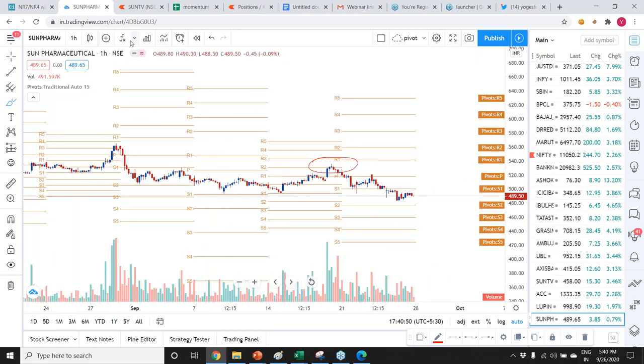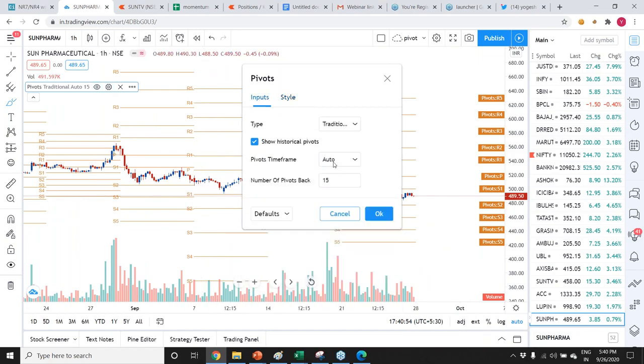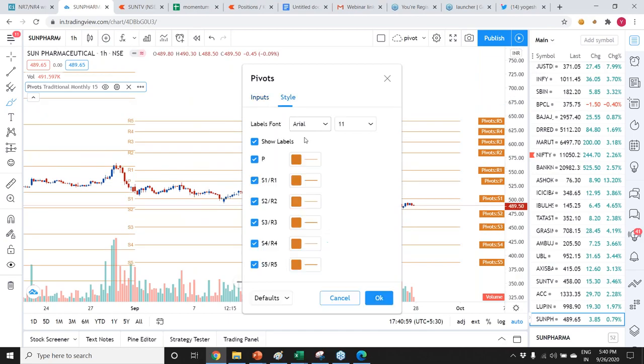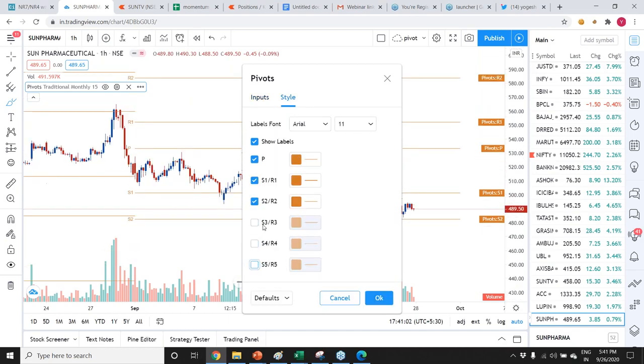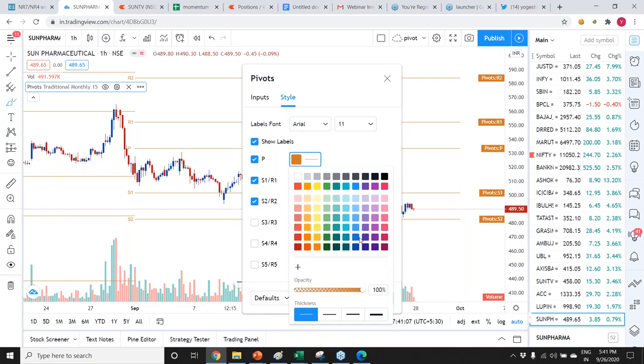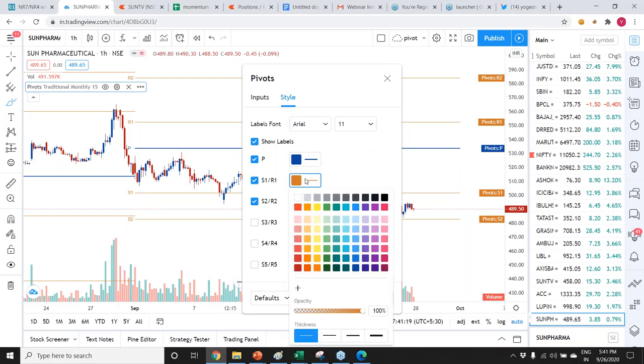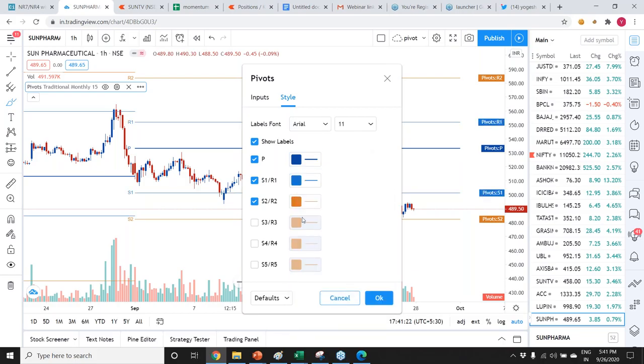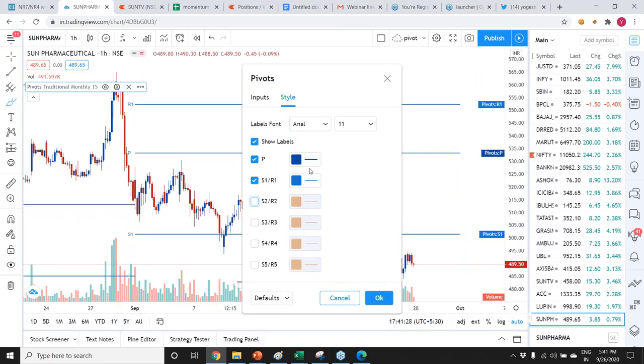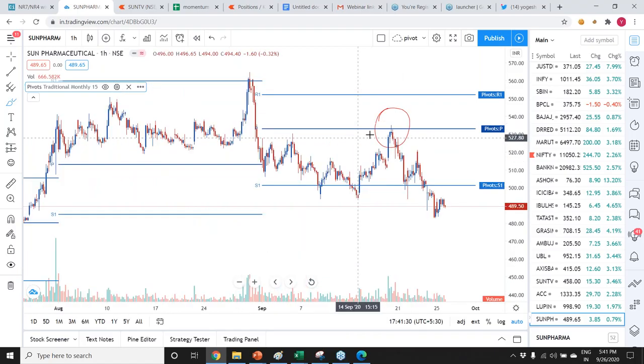Now you'll get many lines. So go into settings. Instead of auto, you do monthly first. And in style, you hide all other 3, 4, 5. Just keep P1, S1, R1. Now you change the color to blue for monthly, so you can easily identify which level it is, and increase the width. Even monthly S1 you can hide. So I have plotted monthly pivots.